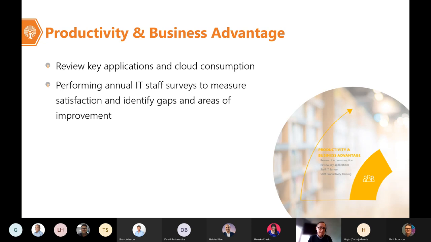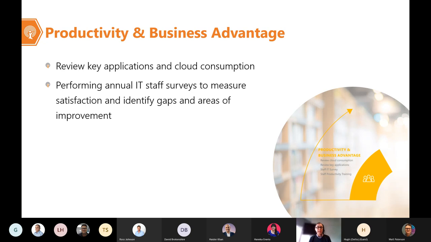Now, that could be relatively simple solutions, or it could be replacing some of your systems and going through that whole review or RFP process to choose a supplier and choose an application, depending on what's right with you.